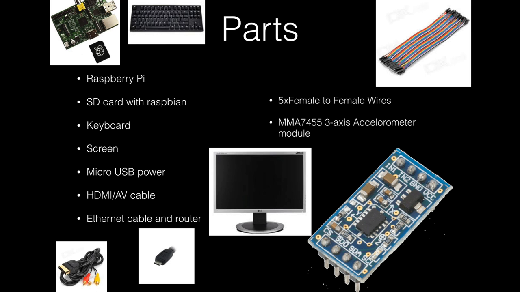What parts will we need? We will need all of the usual Raspberry Pi parts. A Raspberry Pi, an SD card loaded with Raspbian, a keyboard, a screen, a micro USB power adapter, an HDMI or AV cable to connect the Pi to the screen, and an Ethernet cable and router to connect the Pi to the internet. You could also use a Wi-Fi USB adapter for this. We will also need 5 female-to-female jumper wires and an MMA7455 3-axis accelerometer module. Links to these will be in the description.